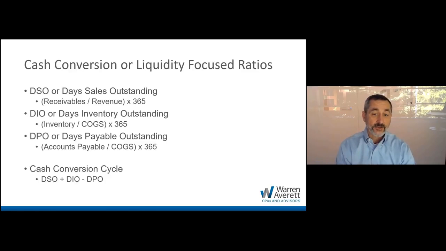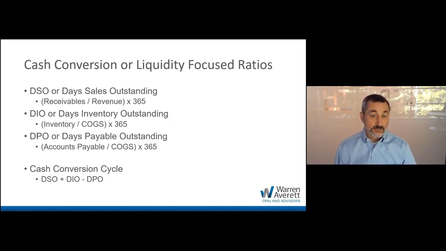That's accounts payable divided by cost of goods sold times 365. So that's how long we hold other people's money. So if we want to talk about our cash conversion cycle of buying inventory and then selling that inventory and getting cash and paying our suppliers, that's our net conversion cycle, our net cash conversion cycle.